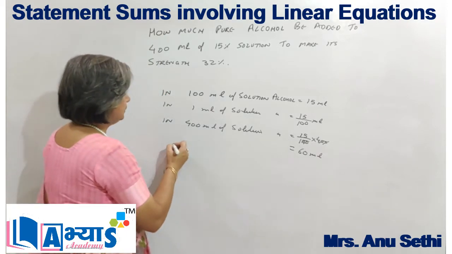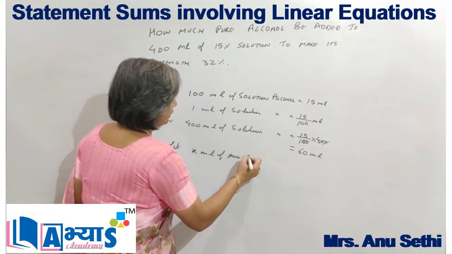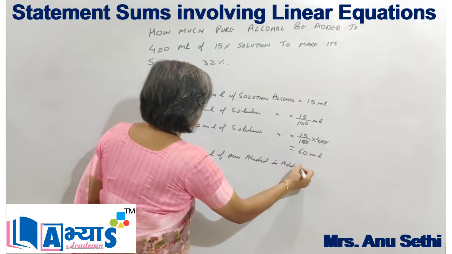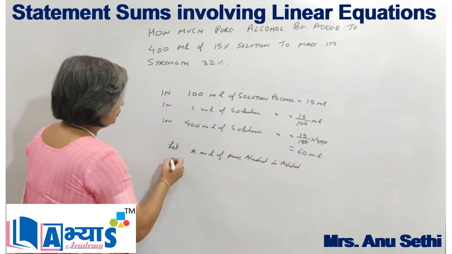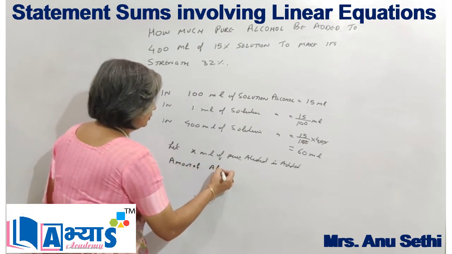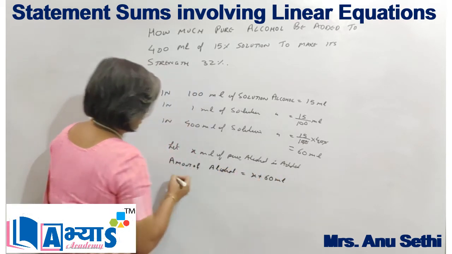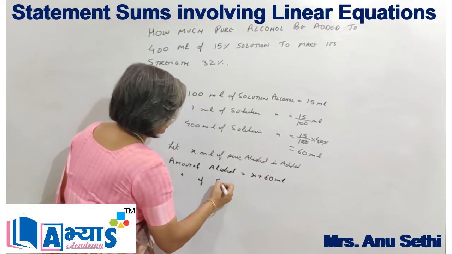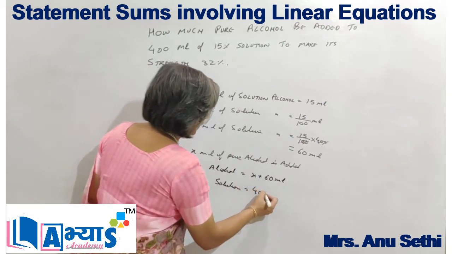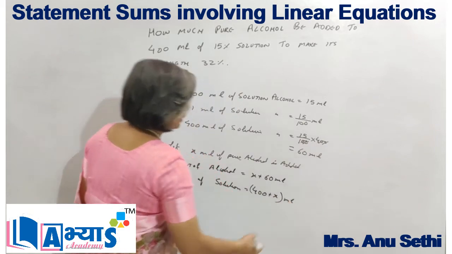Now let us suppose x ml of pure alcohol is added. So the amount of alcohol is equal to x plus 60 ml. Amount of solution, as earlier it was 400 and x ml has been added, it will become 400 plus x ml.